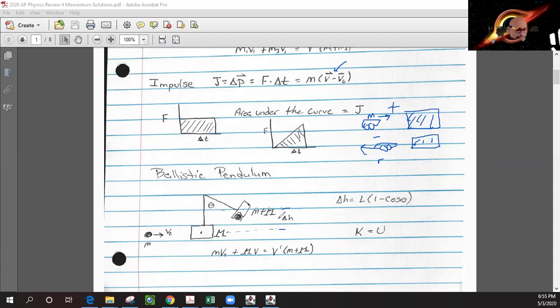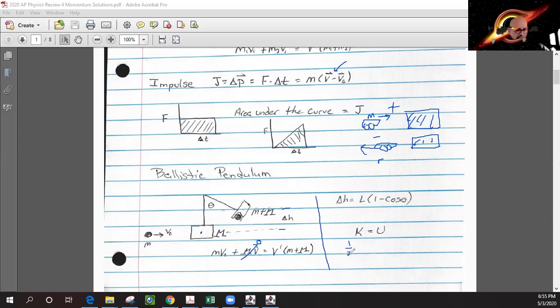Okay? And so what happened was that when we do this equation here, remember this is equal to 0 because this block is not moving initially, and when it collides, when it's stuck like this, it's v prime times m plus big M, right? Okay, so that's the momentum part, and then kinetic energy we have here.